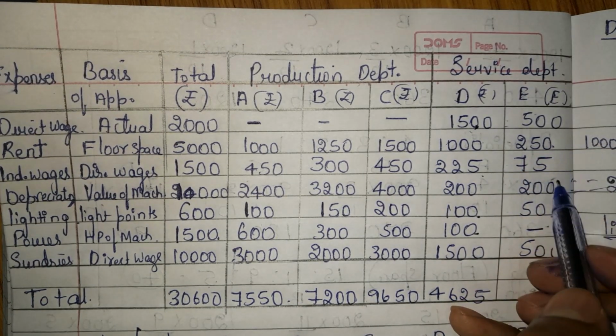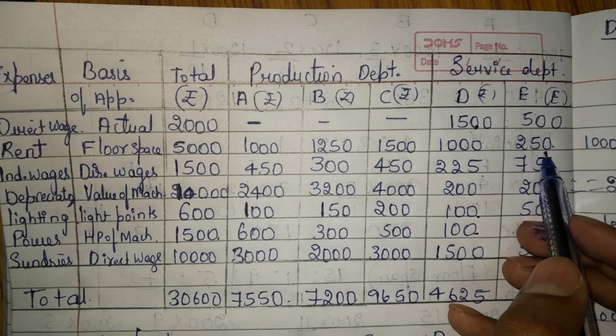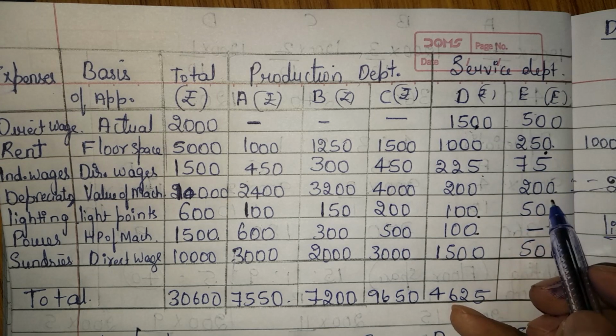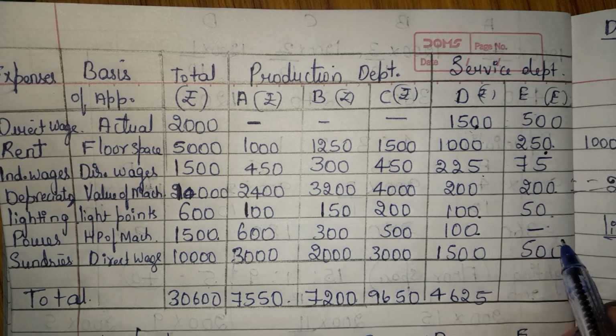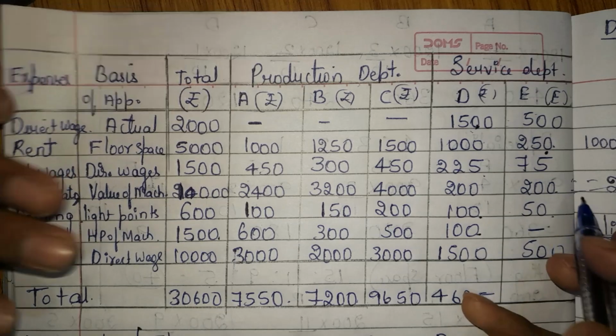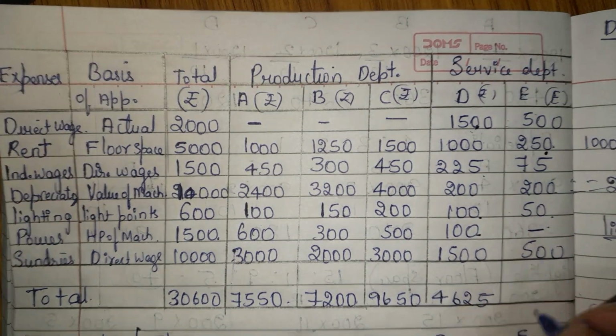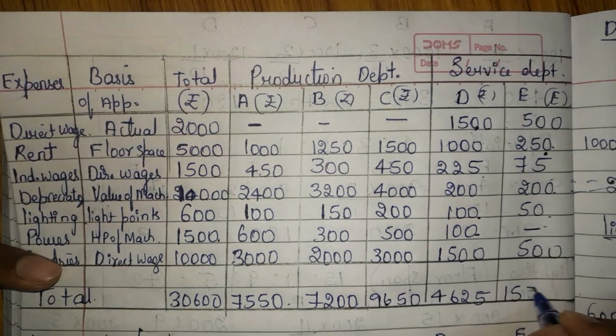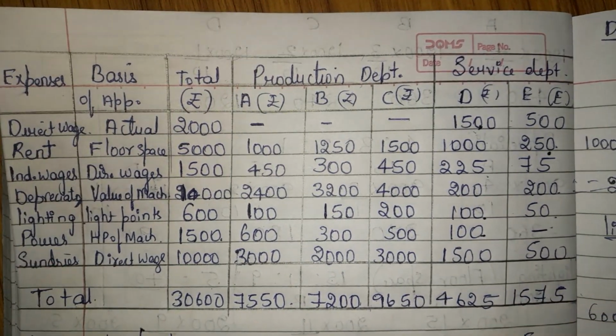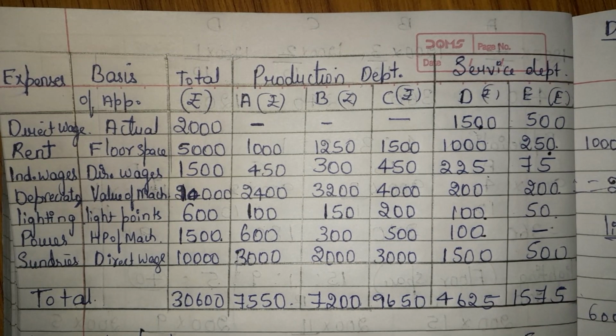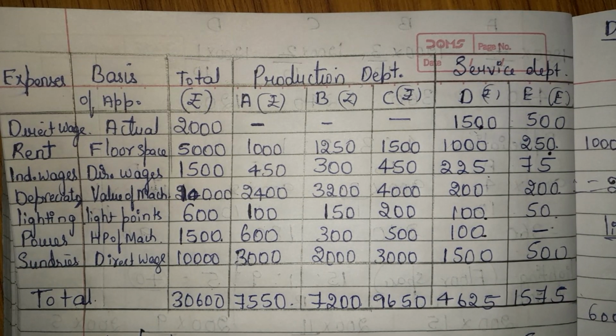Next add E department expenses: 500 plus 250 plus 75 plus 200 plus 50 plus 500. When you add everything, you will get 1575. This is how we need to solve this problem in the examination. It is a very simple problem. Hope everyone has understood how to solve this problem.